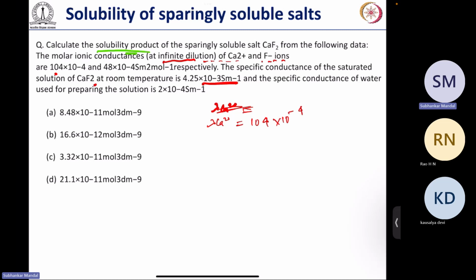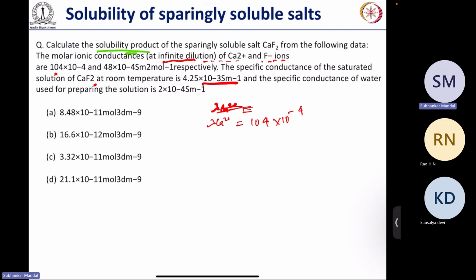Then we have to calculate the solubility product. What things they have given we have to think about, and along with that they have given 4 options, so we have to calculate which one is correct. I think the question is clear. Basically they have given the conductivity value, and from there we have to calculate the solubility product. Before going to that, let's see what information is required.